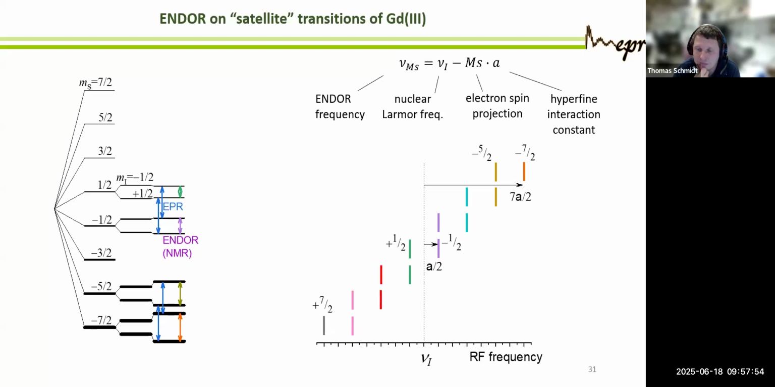Yes, but then you should have a gadolinium spin label that has a large enough ZFS. So then you cannot do it on the central transition, but you can do it on the other transitions. Right. If you have no resolution, maybe.